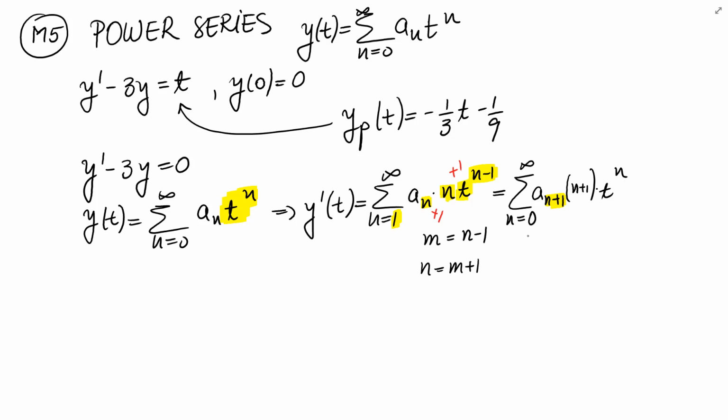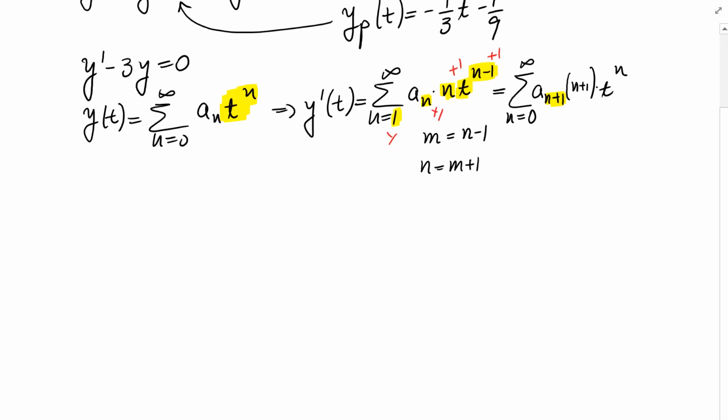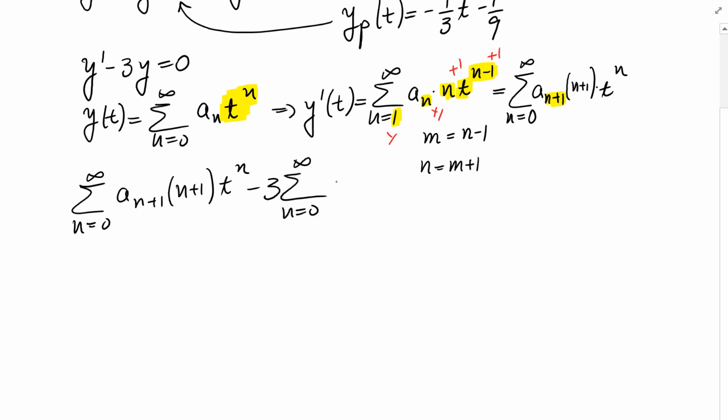So basically, all these terms here were where we added a 1 to get t to the n, but here we'll subtract a 1 to get the starting point to produce the same terms as before the change. So if we replace y prime and y into our equation, we get the sum as n goes from 0 to infinity of a sub n plus 1 times n plus 1 times t to the n, minus 3 times the sum as n goes from 0 to infinity of a sub n t to the n, equals 0. So both sums start at the same point, at n equals 0.